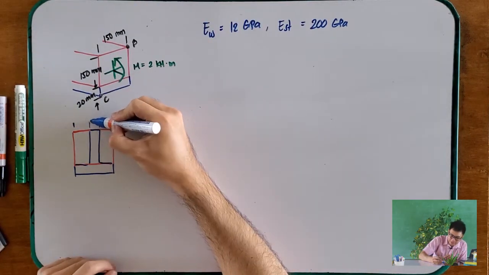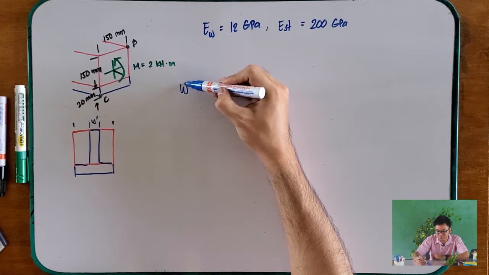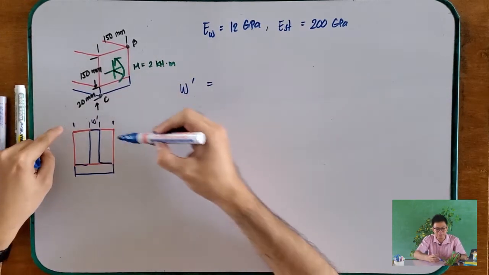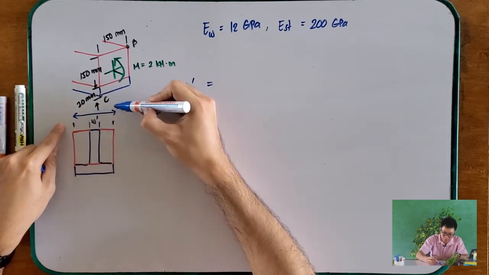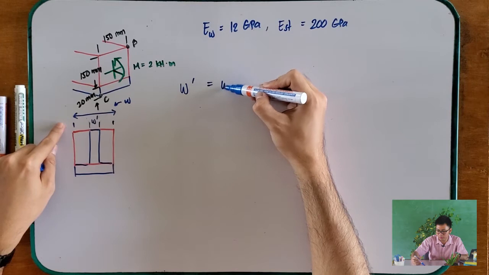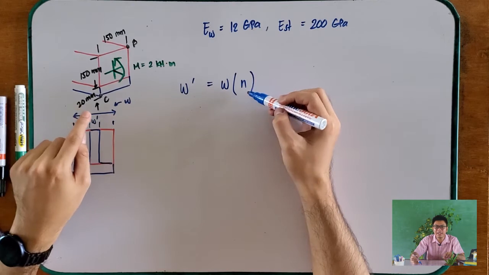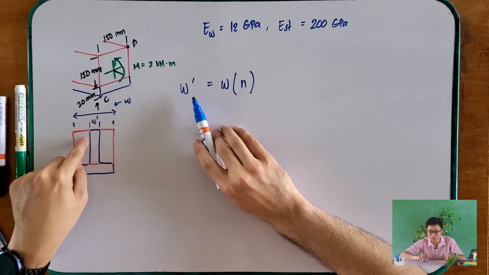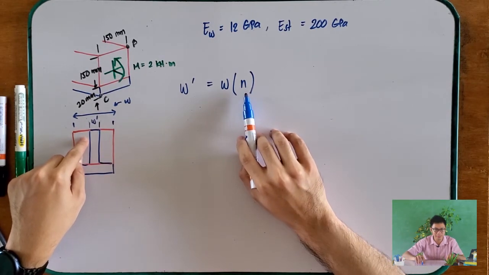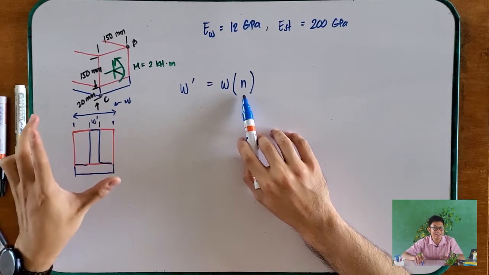Let's call this one W prime, mao kuntay na atong bag-o nga width. So to get our new width, all we have to do is to multiply the initial width, which is kani, by N. Unsa man ning atong N? Para mo gamay ning atong width, unsay dapat value sa atong N? Should it be greater than 1 or should it be lesser than 1? It should be lesser than 1.